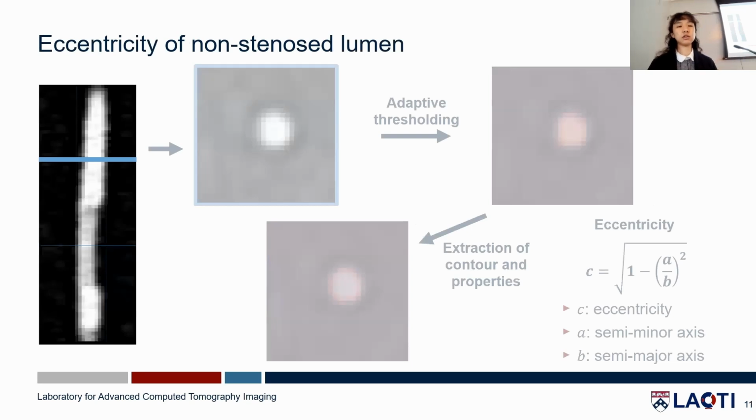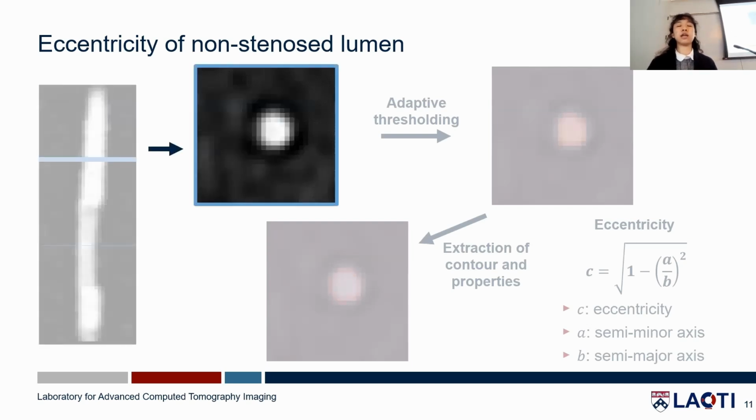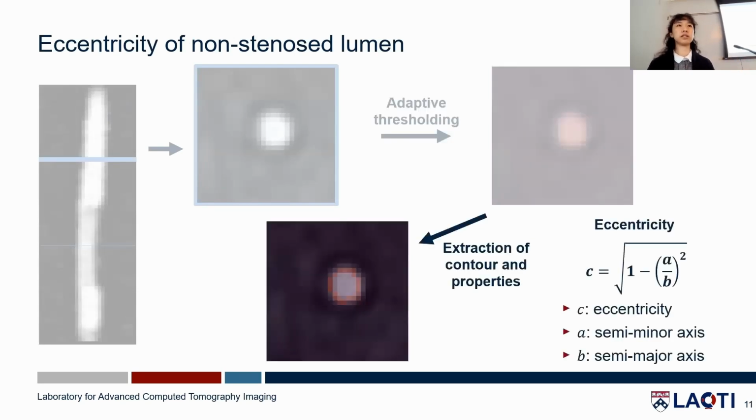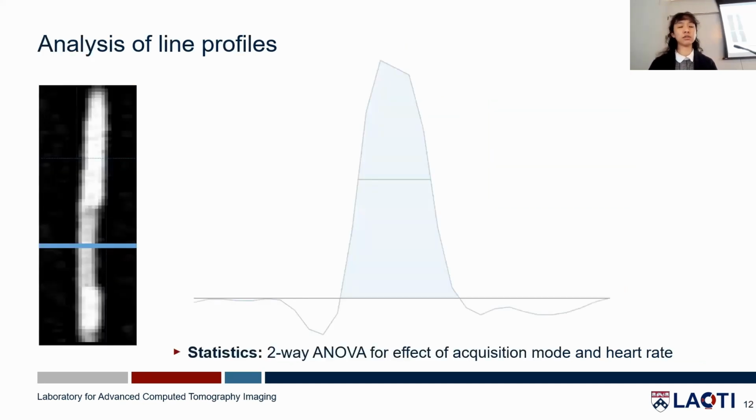Now for the non-stenosis lumen, instead we look at the eccentricity, essentially the shape of the rod itself. Again, we acquire the axial slice, apply adaptive thresholding, and from this mask, we can extract the contour and its properties to calculate the eccentricity, where an eccentricity of 0 represents a circle, and an eccentricity of 1 represents a line. Last but not least is the line profile. We acquire this in the center of the stenosis once again, and this line profile looks like this.